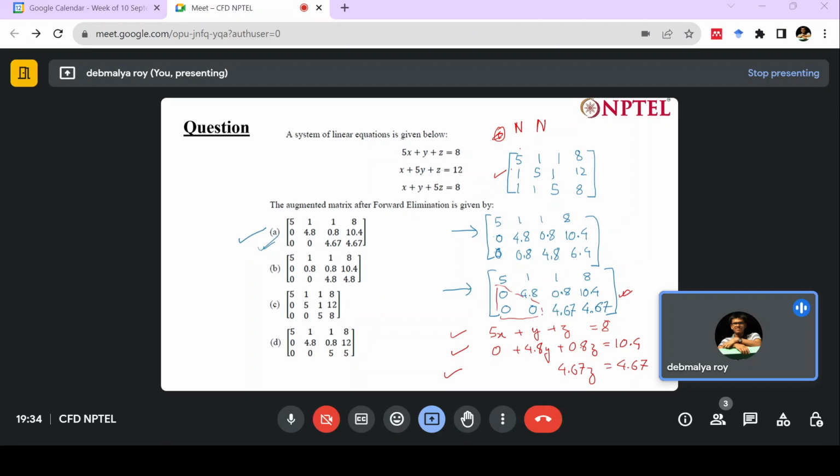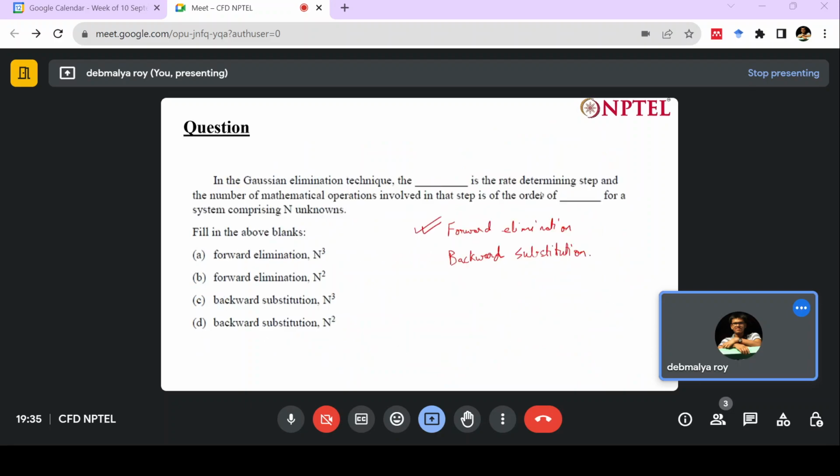So I have to first multiply the 1 by 5 with each element, and then I have to subtract each element from this row. So n for the multiplication and n for the subtraction. So in total, I have n cube number of operations for this whole process. So it will be n cube order. So forward elimination and n cube, this will be the answer. If there is any question, you may ask.